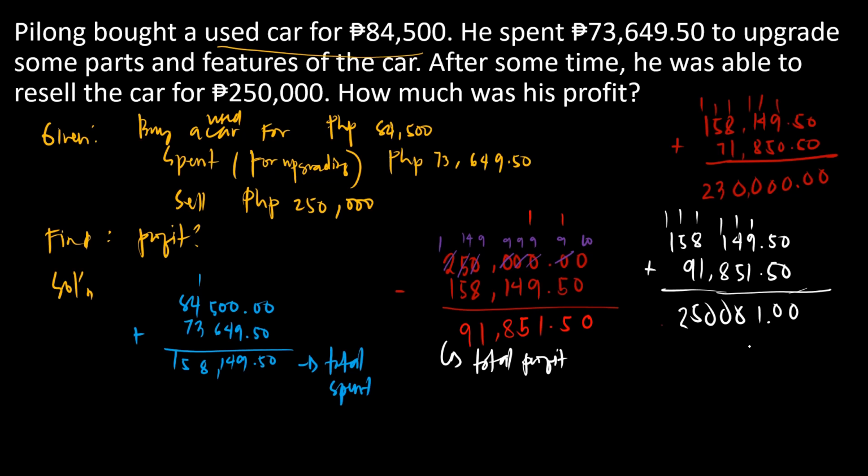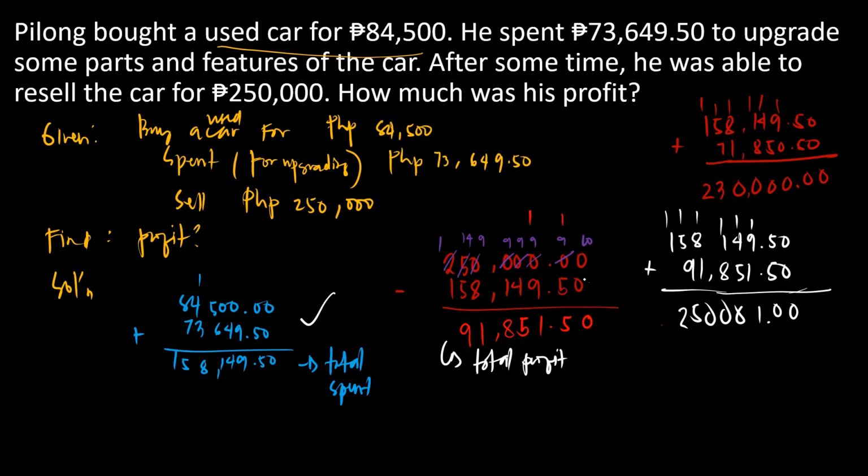158,149.50. So, we have no mistake in the total spent. Then, we subtract the total spent from the 250,000 selling price. By the way, class, you can follow along with me. I'm inputting this on the calculator. Okay, so we will get 91,850.50. Okay. So, let's go back to this, class.